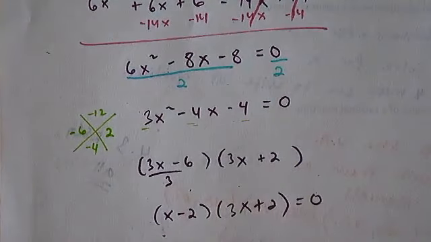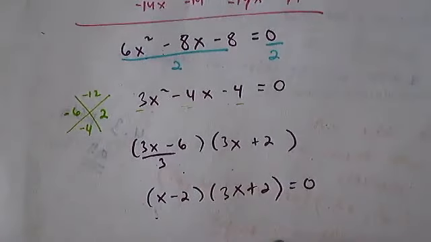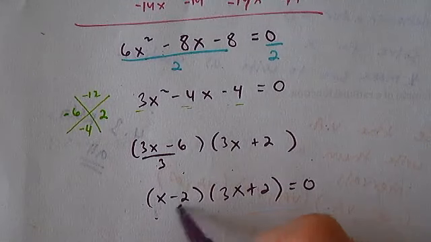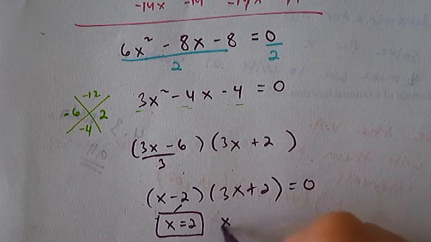And then to solve, we're going to set each of these equal to 0. So for this guy, x is equal to 2. And for this guy, we subtract 2 and then divide by 3. So it's negative 2/3.